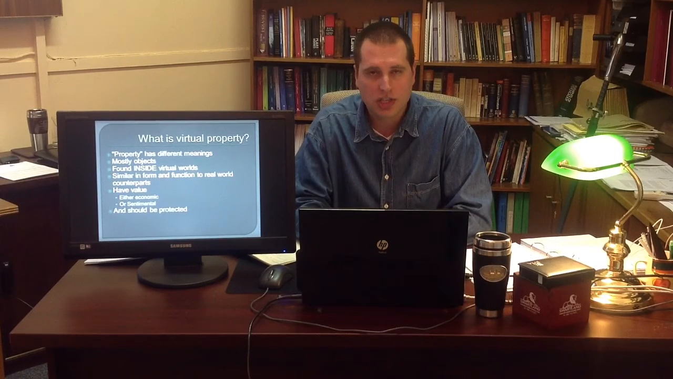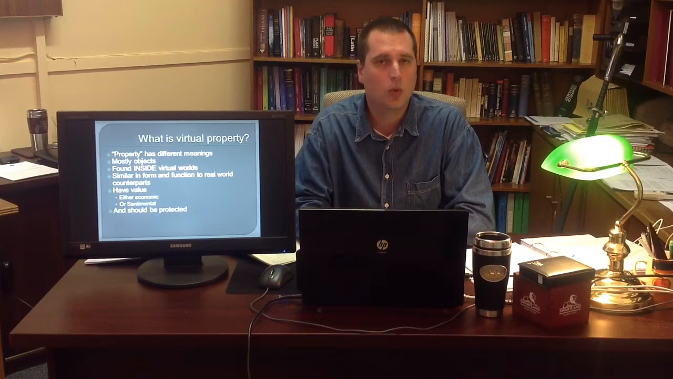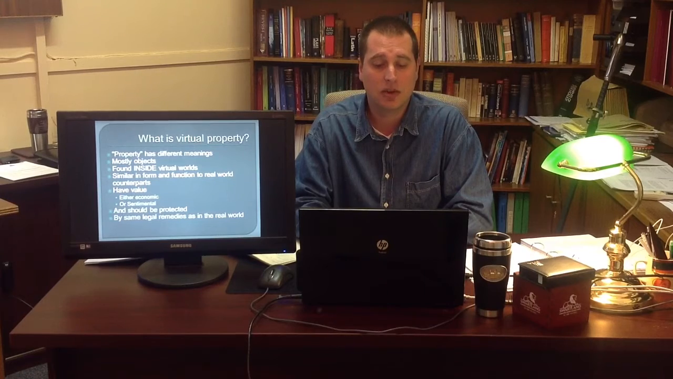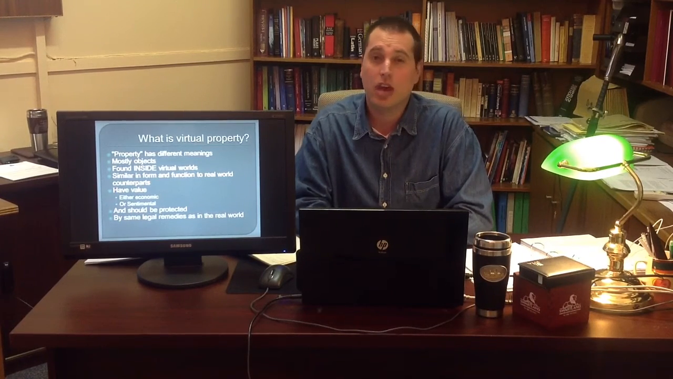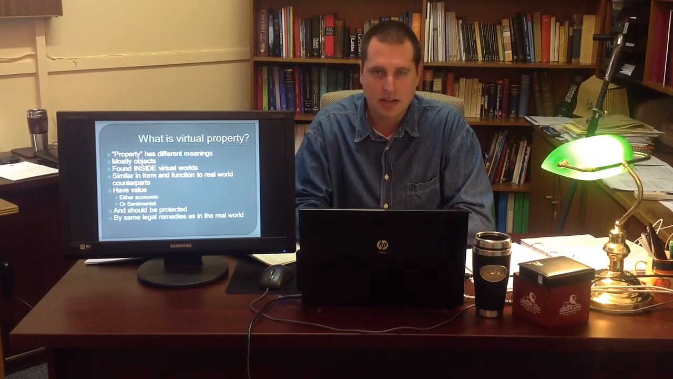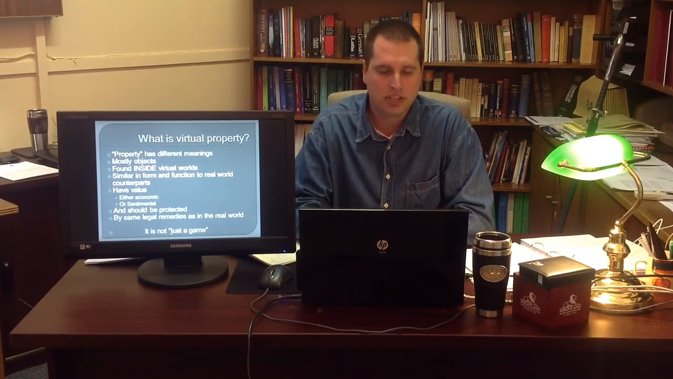If someone steals your watch in the real world, you would want to have some protection. If it's lost or damaged, you would want to have remuneration for it. You would want to have some legal sanctions that someone cannot just take it and walk away with it. You want it to be protected by the same legal remedies as in the real world. In other words, if you have a virtual watch, your avatar is wearing a virtual watch, you would want it protected in the real world. And therefore it is not just a game. Consequences of things that happen in virtual worlds have real world effect.